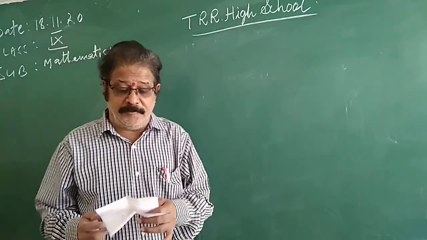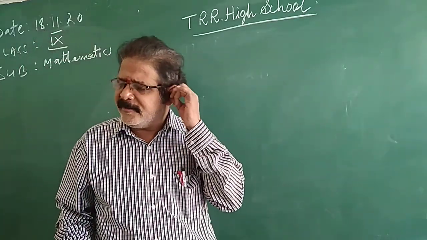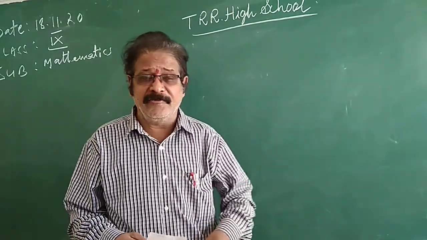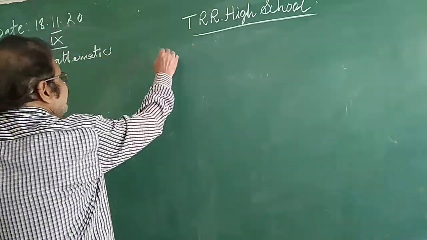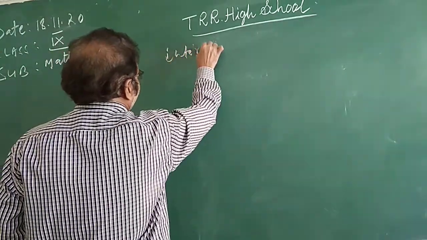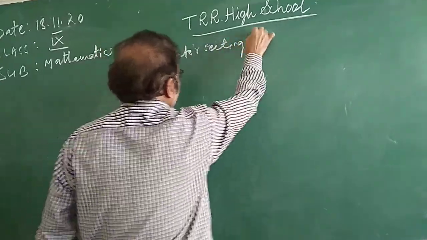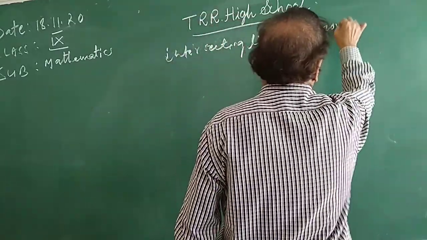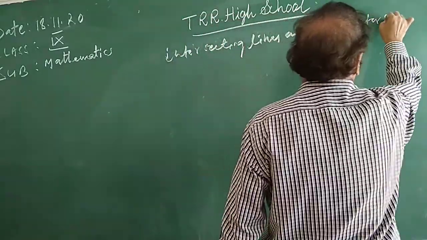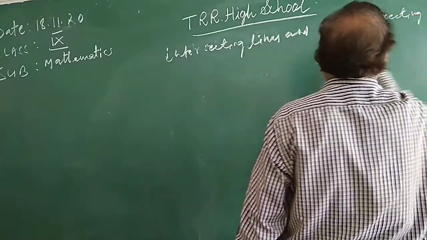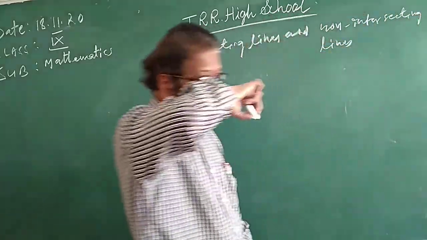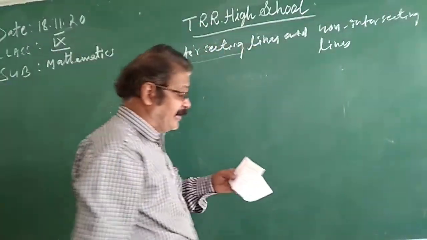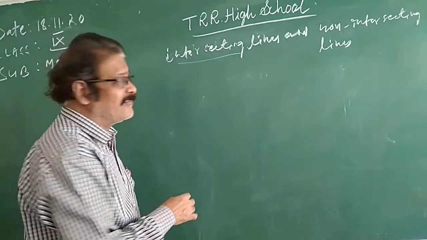Good morning. So we have started lines and angles. We are dealing with lines and angles. In the last class, we discussed the basic things involved in lines and angles. Now today, intersecting lines and non-intersecting lines. Non-intersecting lines means parallel lines.